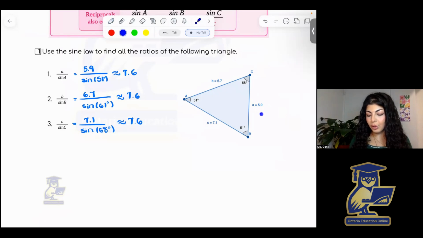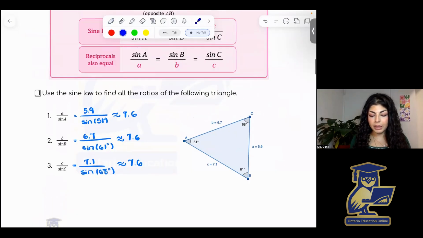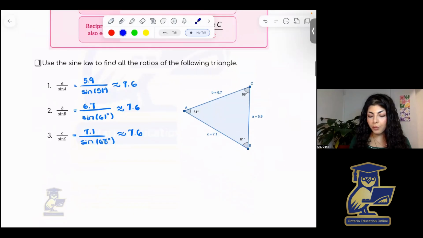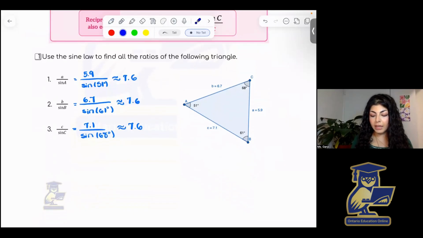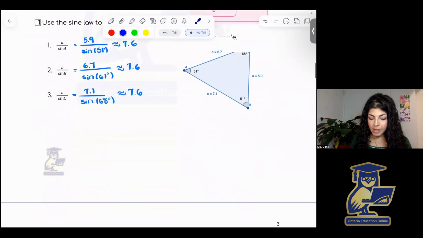And the reason I did round is because within this triangle itself, GeoGebra does round some of these values. So maybe if we were working with 2 decimal points for the side lengths, these were more precise answers. But we can see approximately they are all equal to 7.6, which is what we would have expected from the sine law. And of course, if any of these side lengths were not given to us, we would be able to use sine law to figure out what that last side length is.